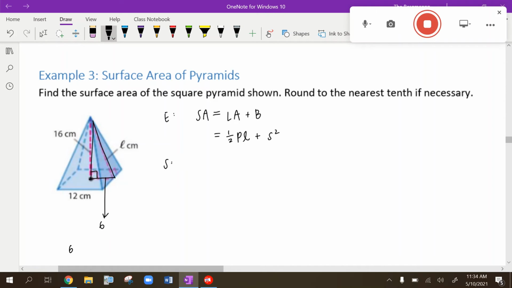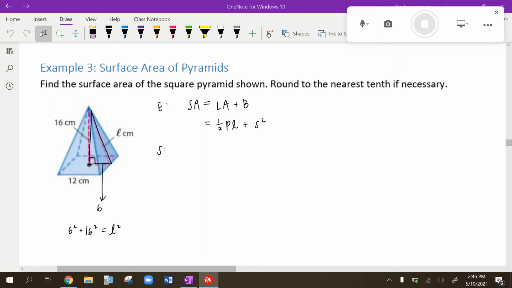I know that 6 squared plus 16 squared should equal the slant height squared. When we solve this, we want to take 16 squared plus 6 squared on our calculator, that's 292. And to get the slant height L by itself, we'll have to square root both sides. So we get L equals the square root of 292.